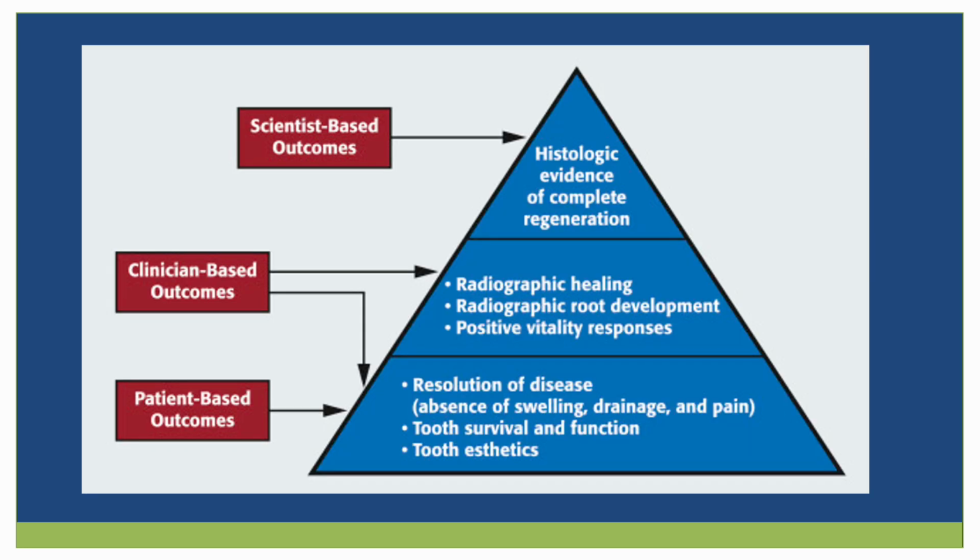Regeneration basically has 3 different types of outcomes. One is the patient outcome, that is, resolution of disease, meaning absence of swelling, drainage or pain, survival of the tooth and its function, and even tooth aesthetics. The clinical outcome is radiographic healing, radiographic root development and positive vitality responses. The scientist-based outcome is histological evidence of complete regeneration.